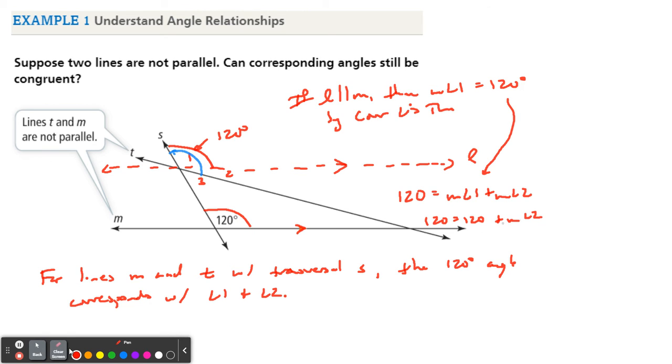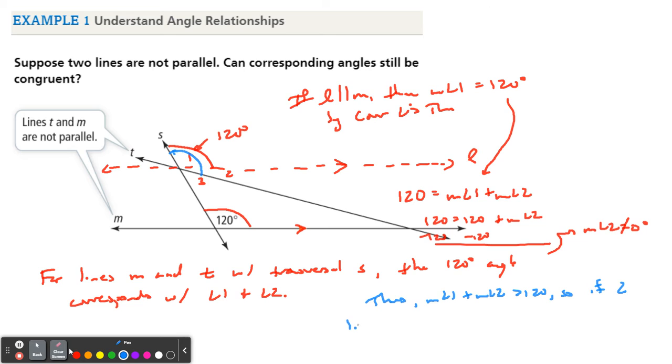If we subtract the 120 from both sides, minus 120, minus 120, this would force the measure of angle 2 to be 0 degrees. But angle 2 cannot be 0 degrees. If angle 2 is 0 degrees, that means that line T and line L would have to be on the same line. So this is a contradiction. Because angle 2 cannot equal 0, thus the measure of angle 1 plus the measure of angle 2 would have to be greater than 120 degrees.